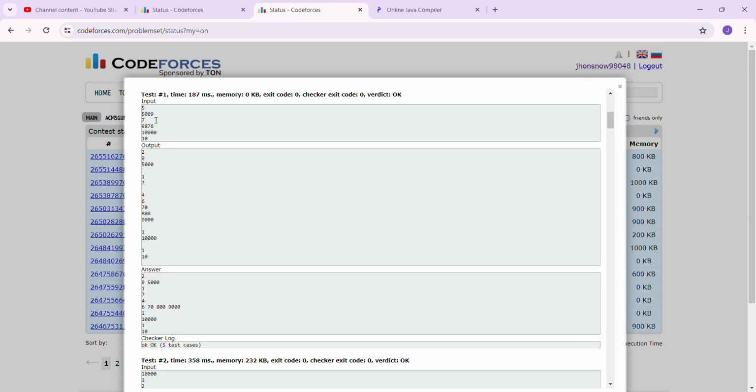Let's see other test cases. For 7 it printed 1 and 7: 1 is the number of round numbers and 7 is the round number. For 9876 we got 4 round numbers, from which 6 is one round number, 70 is one, 800 is one, and 9000 is another. See how, as the places of the digits increase, the factor is also increased by 10, multiplied by the digit, and added to the list.